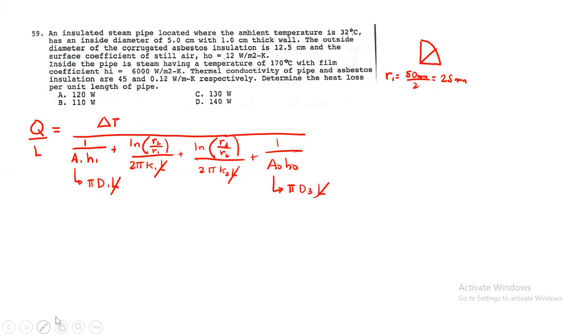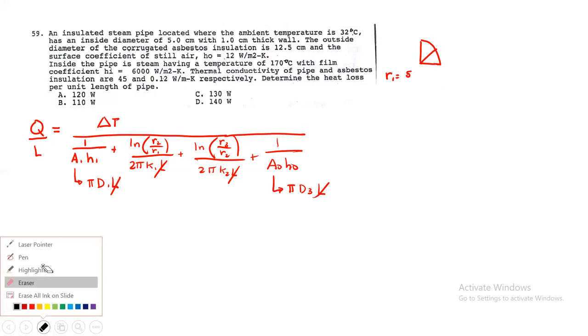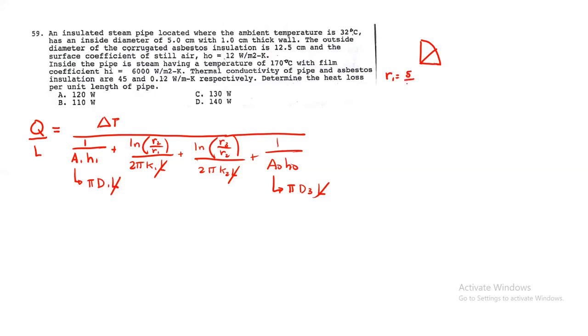Or kahit ano na lang palang ilagay natin dyan kung sakali. Pwedeng centimeter na lang din para hindi malito. So, 5 cm divided by 2 is 2.5 cm. Then, meron siyang pipe insulation. So, may pipe insulation tayo dito. Ilan yung pipe insulation natin? So, radius 2 is equals to, ilan yung thickness ng pipe insulation natin, guys?